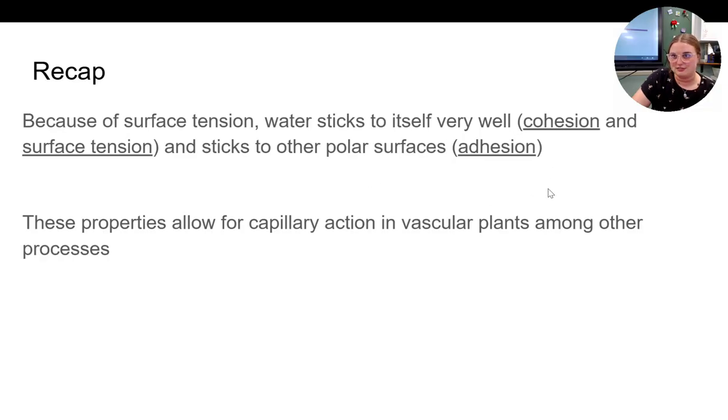This is adhesion. Think of it sticking to leaves, or even when you get out of the pool, you still have droplets of water on your body. This is an example of adhesion. And these properties allow for capillary action in vascular plants.